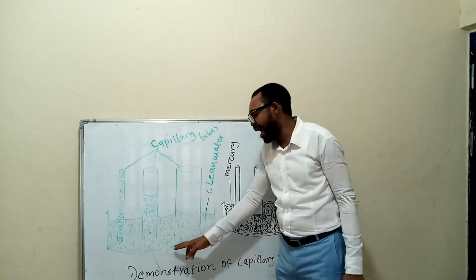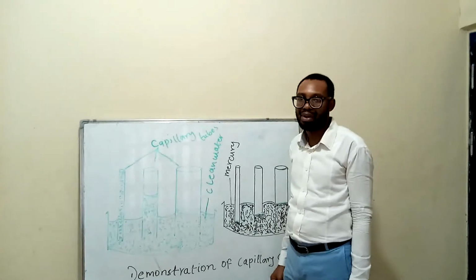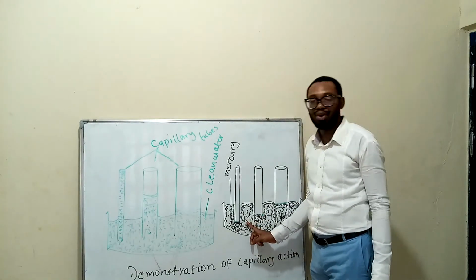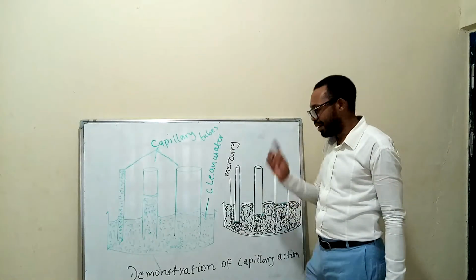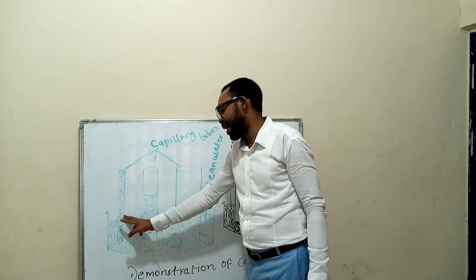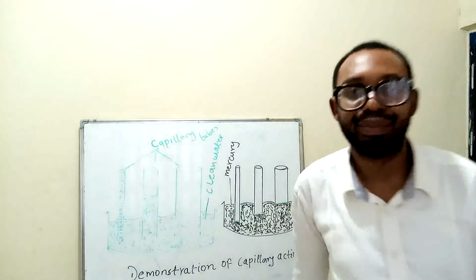But the force that acts on water is cohesive force. Whereas the force that acts between the mercury and the glass tube is adhesion. The force that acts between the water and the glass tube is cohesion. Okay, watch this.